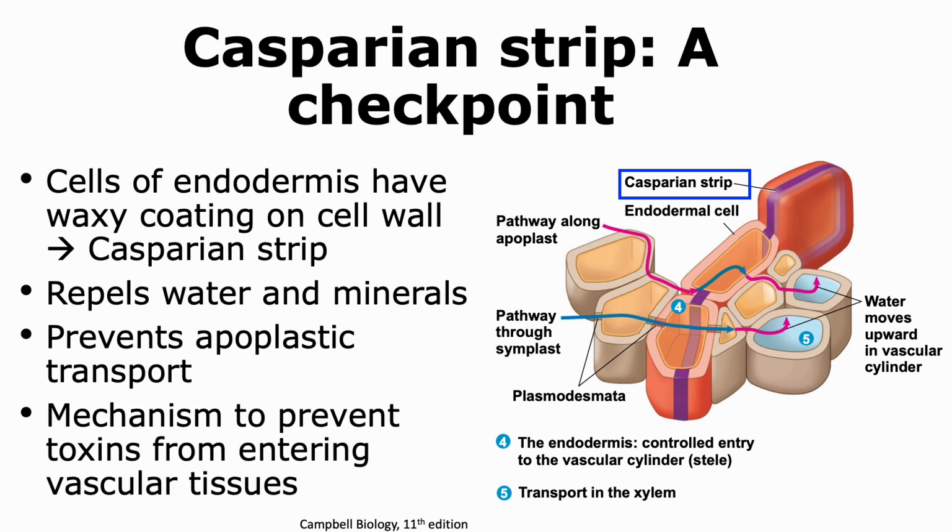By preventing apoplastic transport, the Casparian strip is able to protect the plant by preventing any type of toxins from entering the vascular tissues and then being transported to different parts of the plant. By using the symplastic route, these toxins can be detected by the plant.